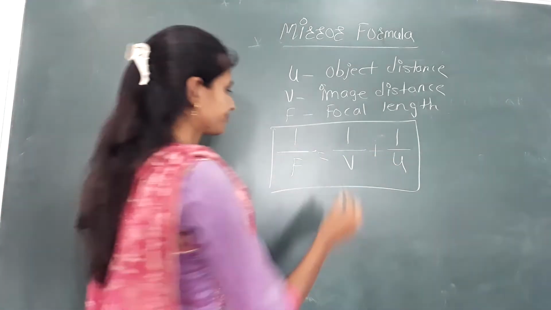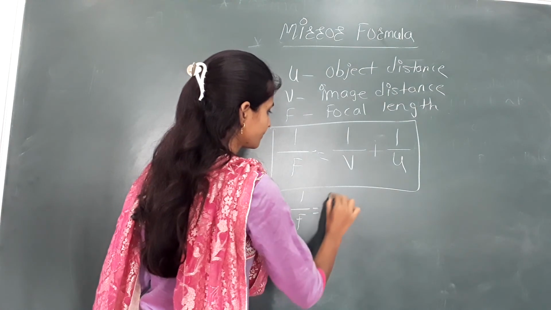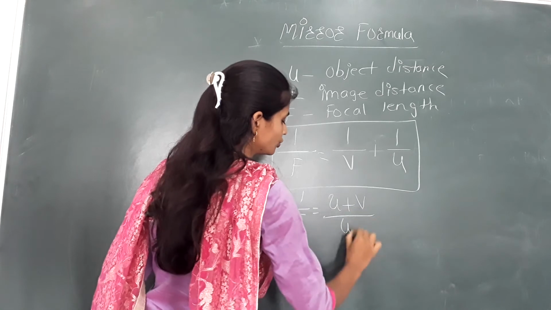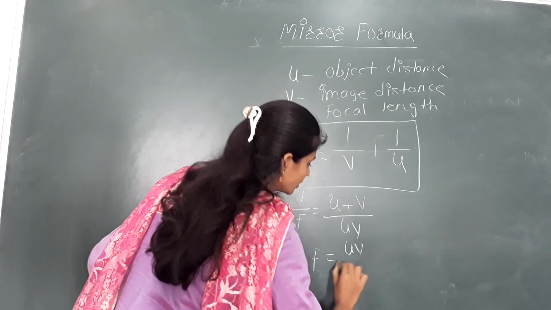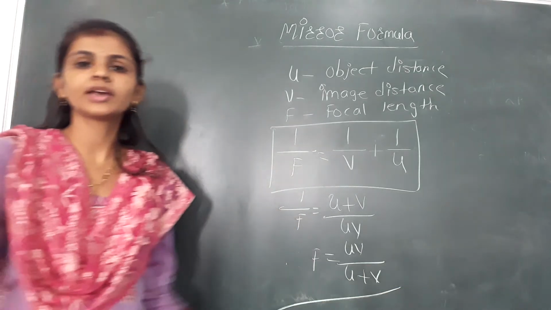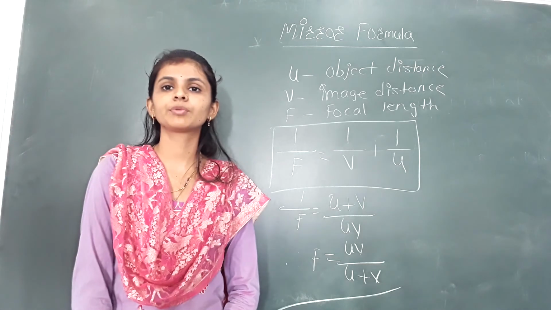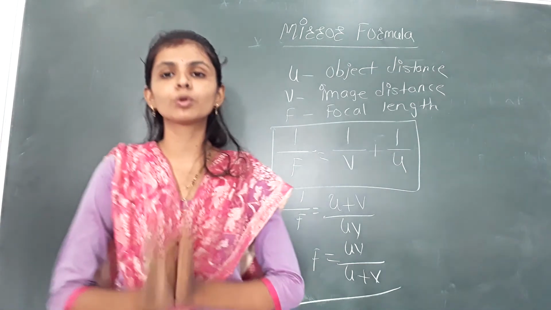We can simplify this formula this way: 1 upon f is equal to (u plus v) upon uv. So f is equal to uv upon (u plus v). By using this formula, we can easily calculate the focal length. So these are the things related to the mirror formula. By using this formula, we will solve many more problems.